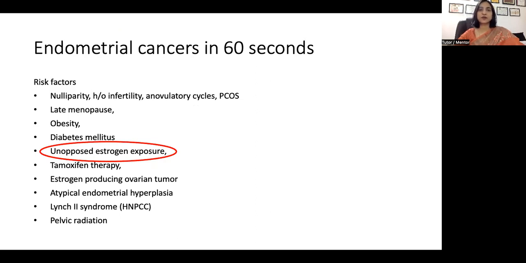Endogenous causes would be early menarche, late menopause, and nulliparity, which means more menstrual cycles and more estrogen. Metabolic syndromes, which are associated with obesity, will mean increased peripheral conversion of testosterone to androgens to estrogen. So there is unopposed estrogen exposure, even in postmenopausal women. There are other risk factors which are unrelated to this, like Lynch syndrome, familial Lynch syndromes, or pelvic radiation.